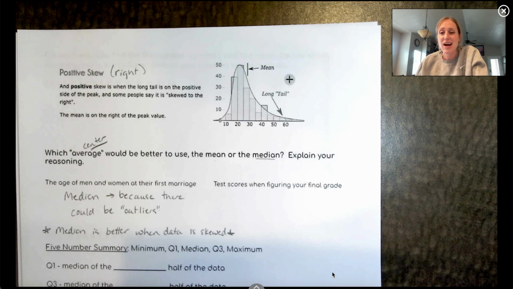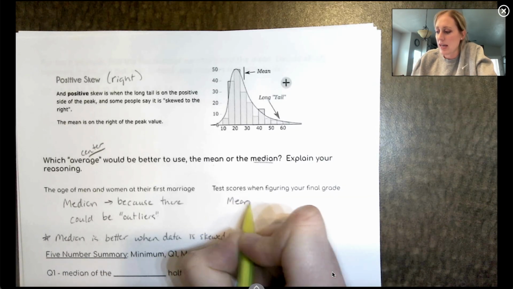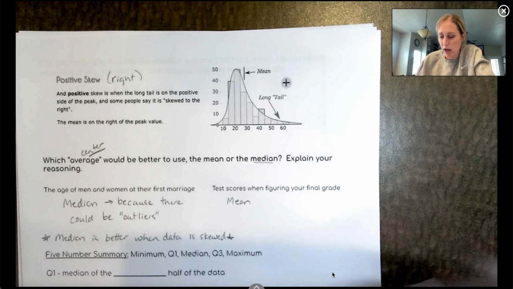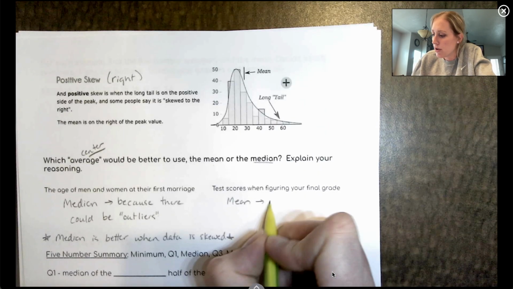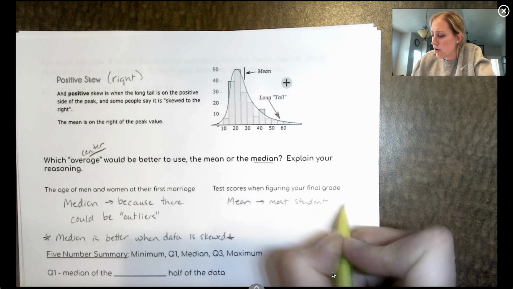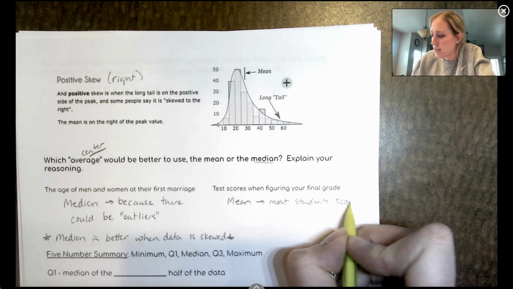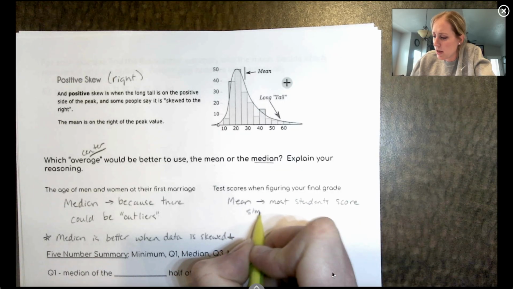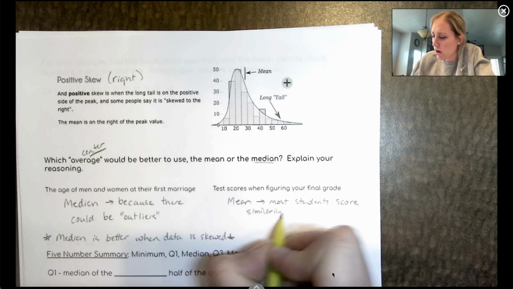Now, it's not very typical that you see someone who's gotten B's on most of their tests and then all of a sudden get a 13%, right? It doesn't happen super often. So this one, typically, the mean would be better, okay? Most students score similarly on assessments.